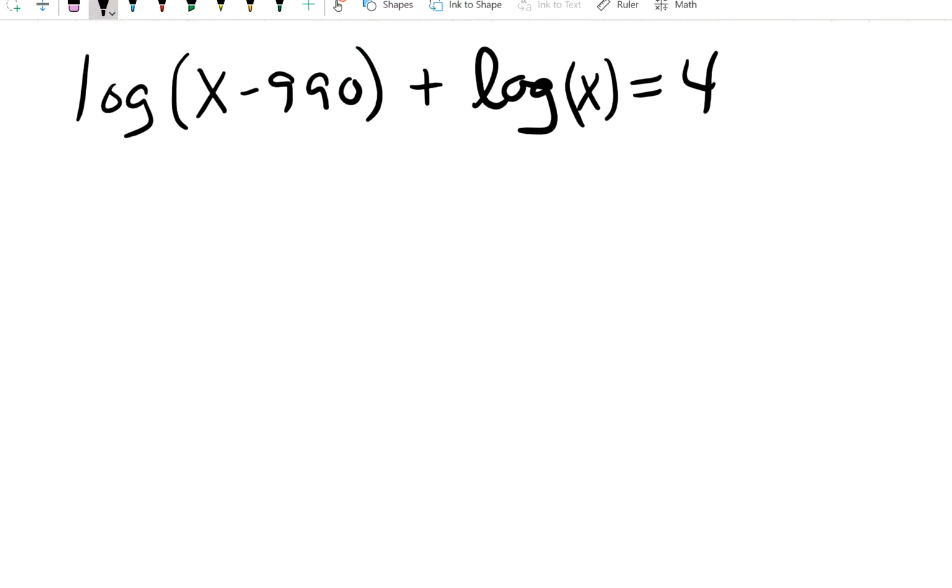Okay, here's how this one's gonna go. This is an amazing problem. Really enjoyable.